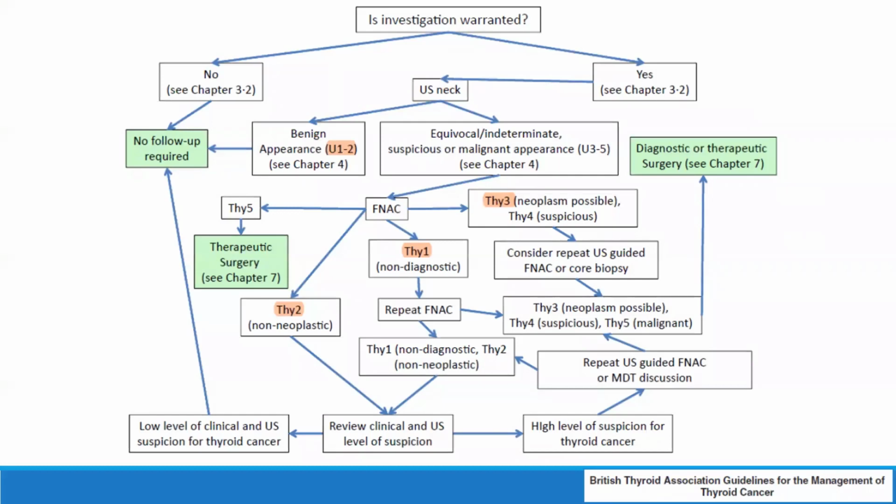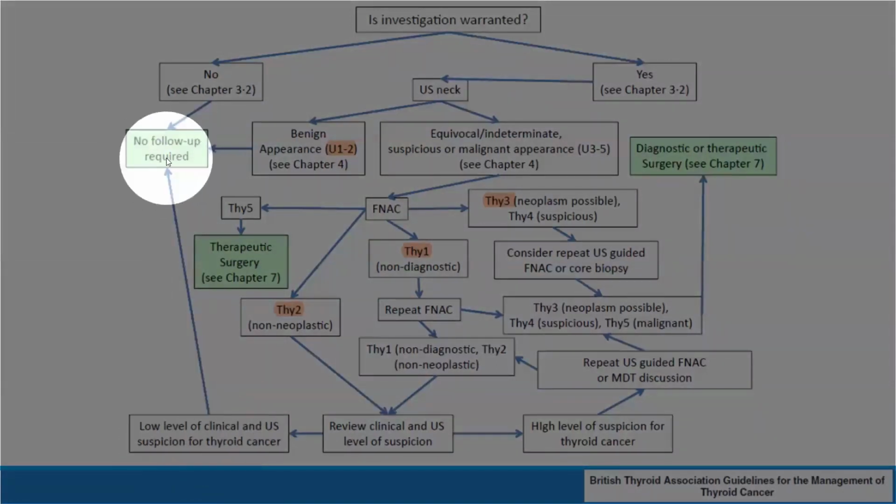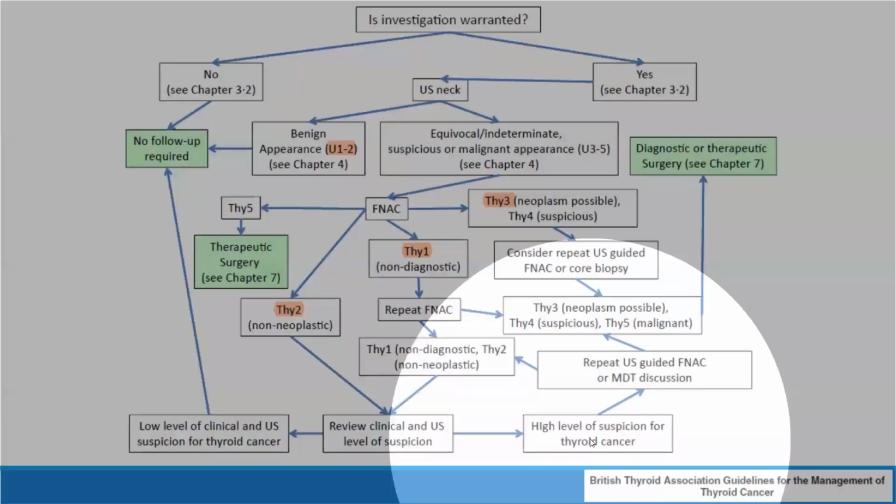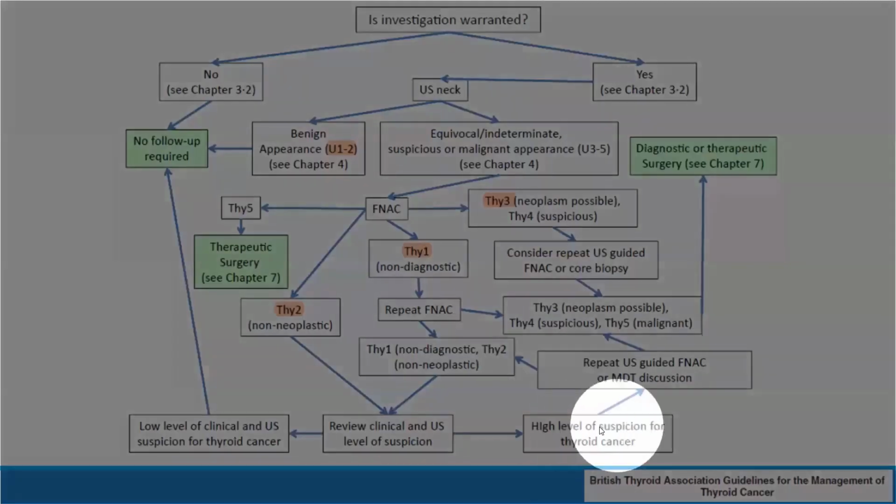As I presented here, we should know that after doing fine needle aspiration biopsy, if it is Cy1, this is non-diagnostic and we should repeat the fine needle aspiration biopsy. But if it is Cy2, this is non-neoplastic, which mostly means a benign nodule. In this situation, we should review the clinical and ultrasonographic level of suspicion. If there is low clinical and ultrasonographic risk of malignancy, we should go to no follow-up required. But with Cy2, if there is a high level of suspicion of thyroid cancer, for example if the patient is of young age like our example, in this situation we should repeat ultrasound-guided fine needle aspiration biopsy or hold a multidisciplinary team discussion.